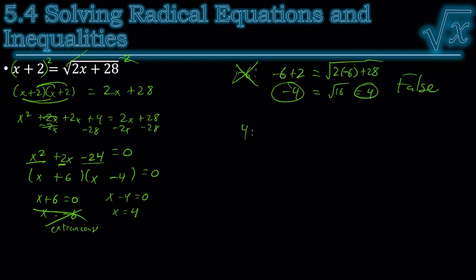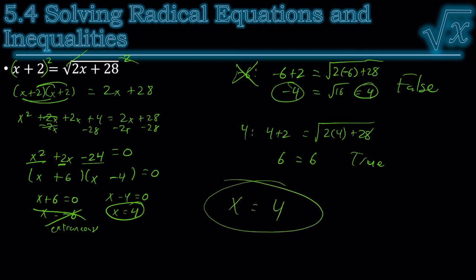Let's try the 4. Four plus 2 is 6. On the other side, 2 times 4 is 8, plus 28 is 36. The square root of 36 is 6. That one is true. So our solution is 4. That is our only solution. You must check your answers because you might get those extraneous solutions. You did nothing wrong to get an extraneous solution. It just shows up.